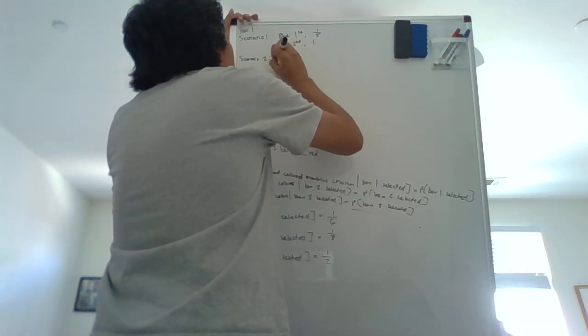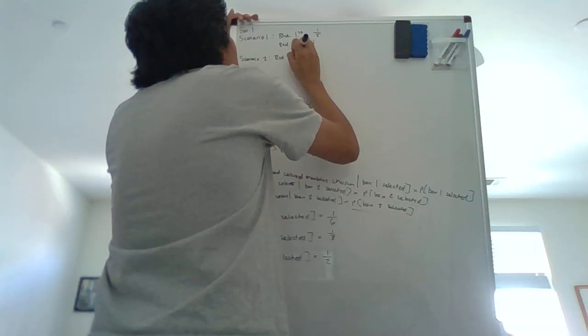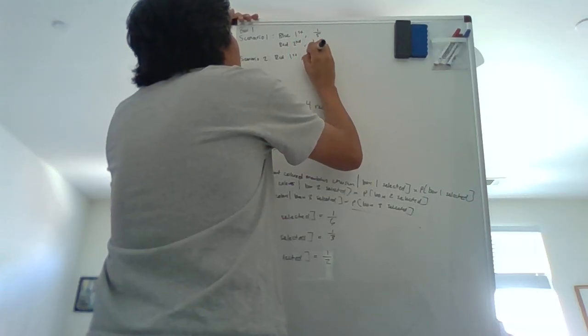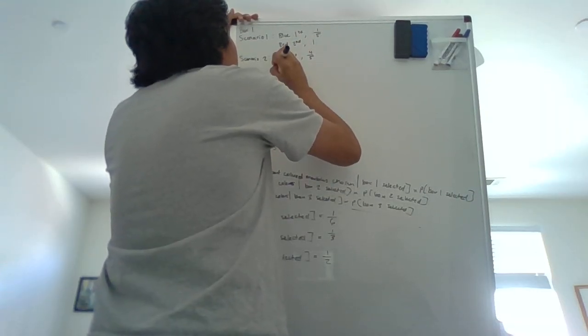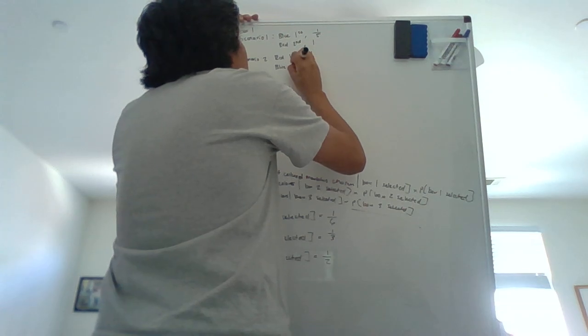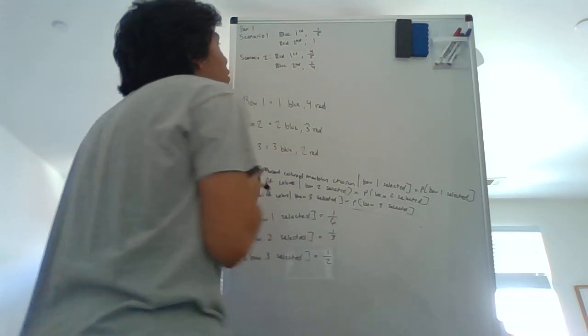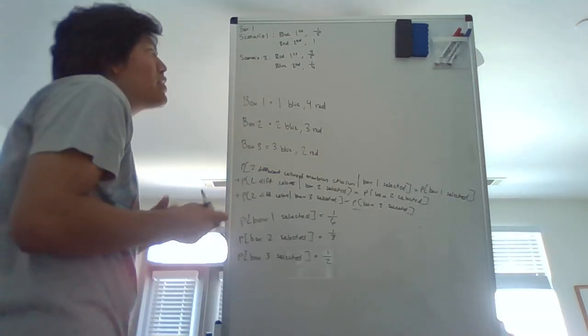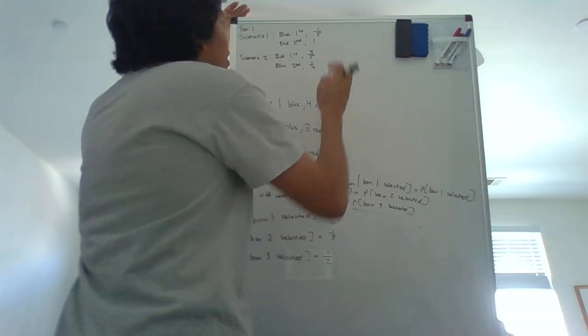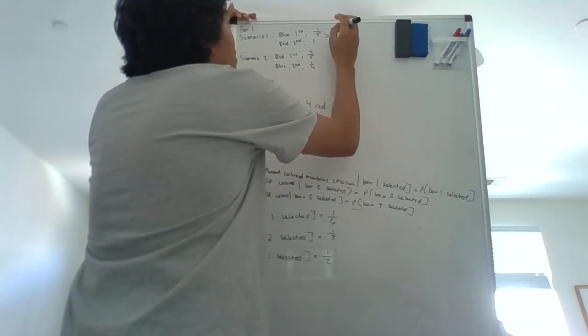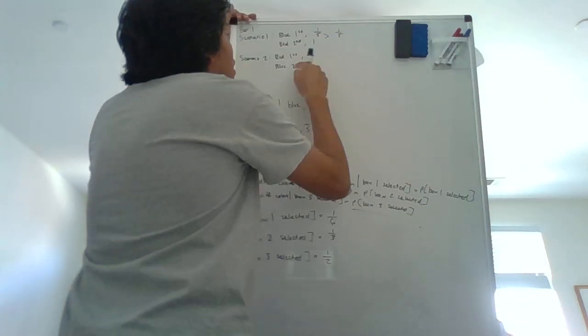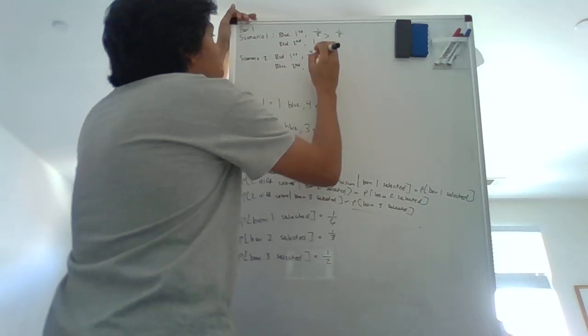All right. Scenario 2. If we pull the red one out first, that is a 4 in 5 chance happening. And if we pull the blue second, that is a 1 in 4 chance happening. All right. Now, what is the total probability of scenario 1? If we multiply these two together, it's 1/5. What is the total probability of scenario 2?